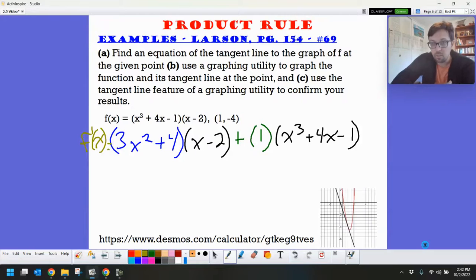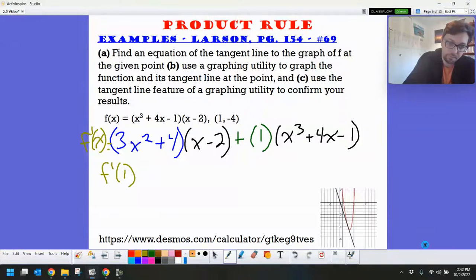But I just want to know what the slope is at a specific point. So rather than foiling all this stuff and whatnot, why don't I just plug in the value that I'm looking for? Because I don't really care about the full derivative, just want the derivative at a certain point. So I just care about what is f prime of 1.